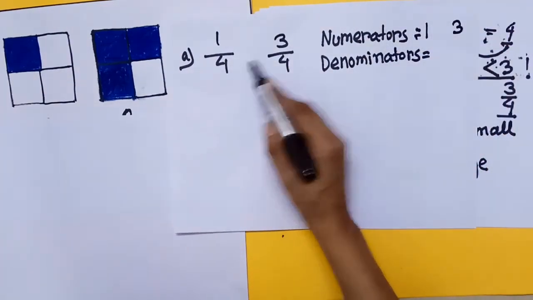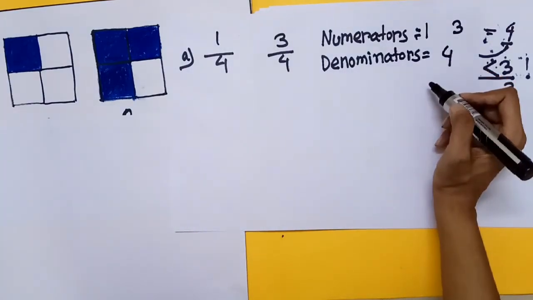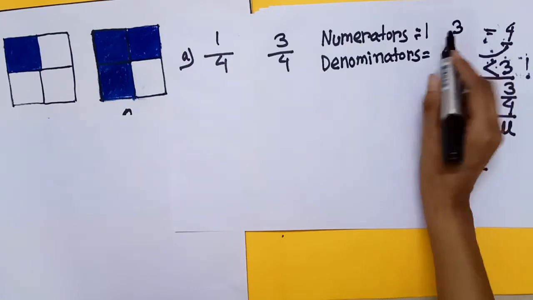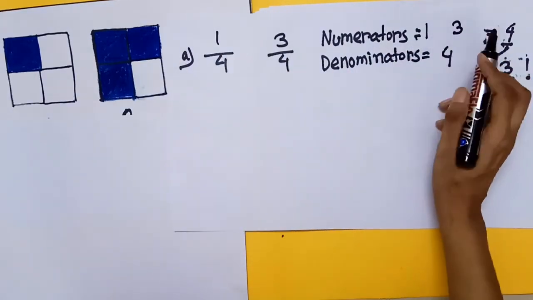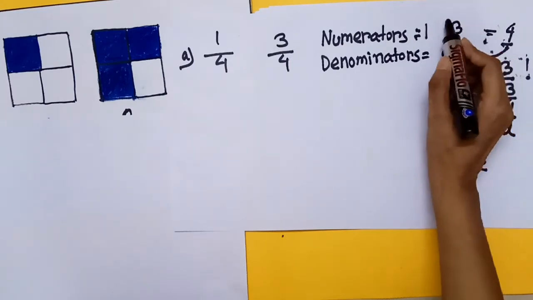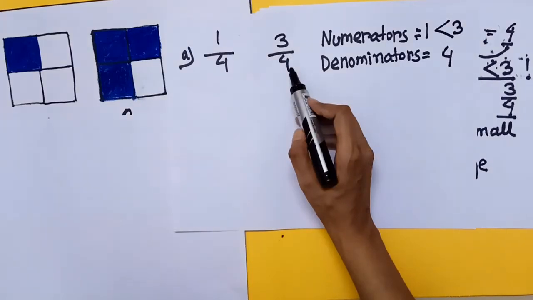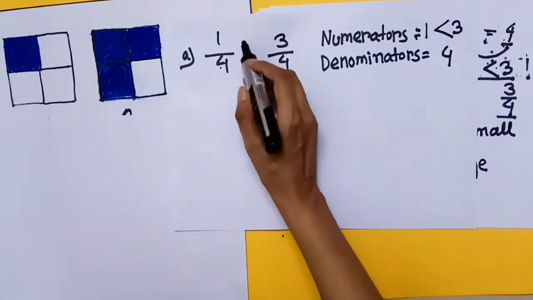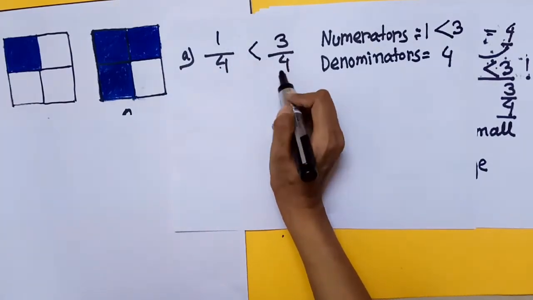In these fractions the numerators are 1 and 3, and the denominators are the same, 4. In this case, we have to compare only the numerators, 1 and 3. 3 is larger. That's why 3/4 is larger than 1/4. Then we can say 1/4 is smaller than 3/4.